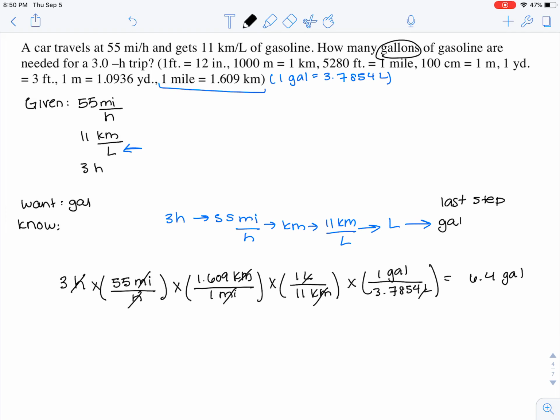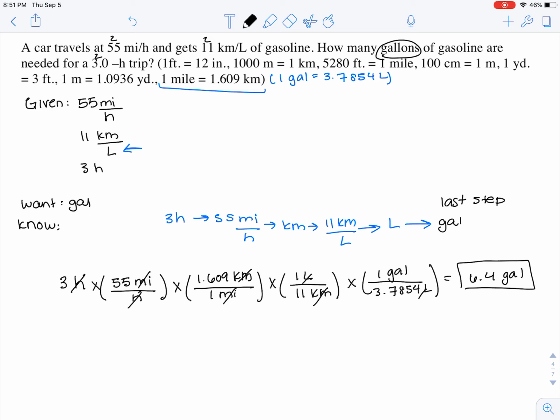How many do you have? You have 2 for 55, 2 for 11, 2 for 3.0. None of the conversion factors are part of your significant figures because they're definitions, so you want 2 significant figures. You can also look at the problem like this.